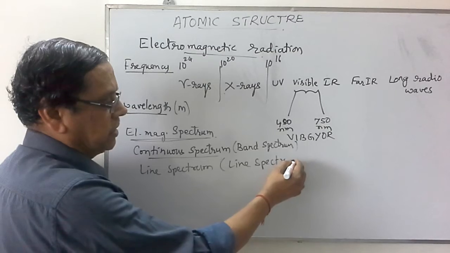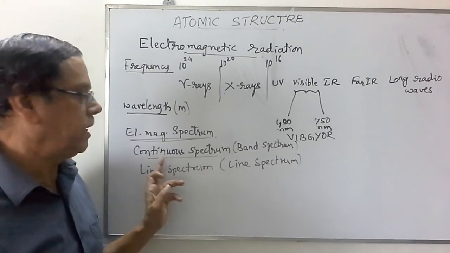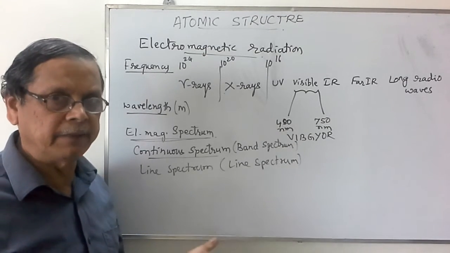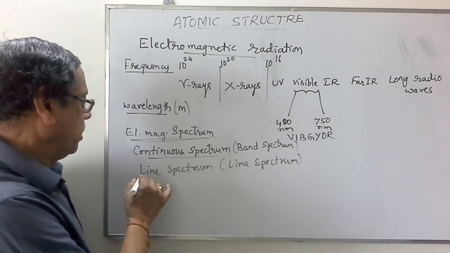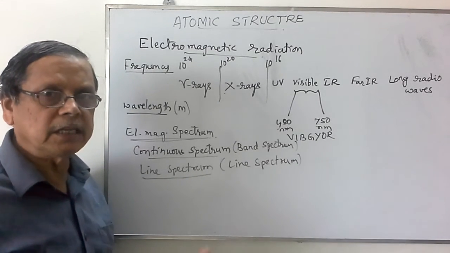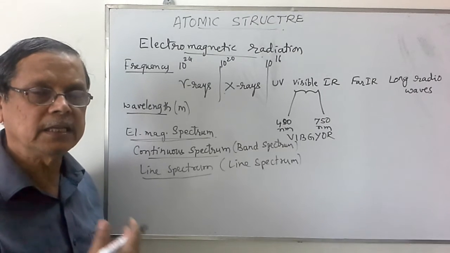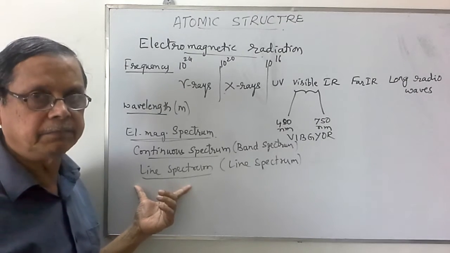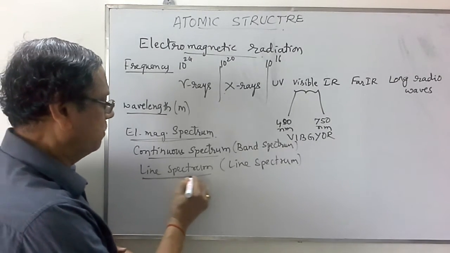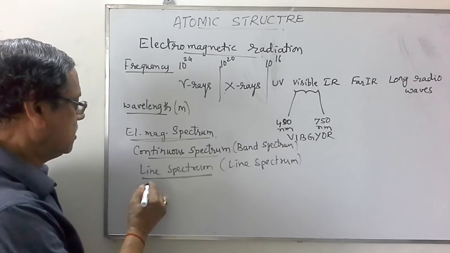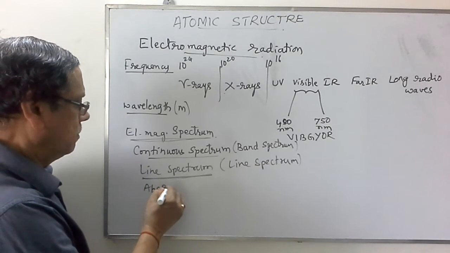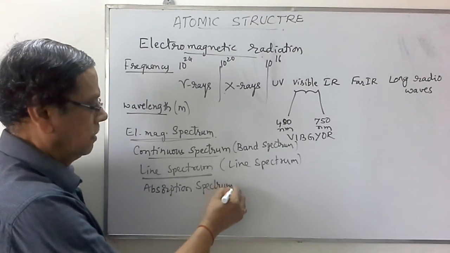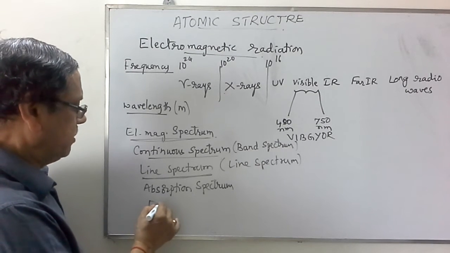Usually, as far as chemistry is concerned, the band spectrum we get in the case of molecules, while a line spectrum we get in the case of elements or atoms. So we are more interested in the line spectrum because it gives the arrangement of electrons in the various energy levels in an atom. In this line spectrum, again we have two types. One is called the absorption spectrum. The other one is the emission spectrum.